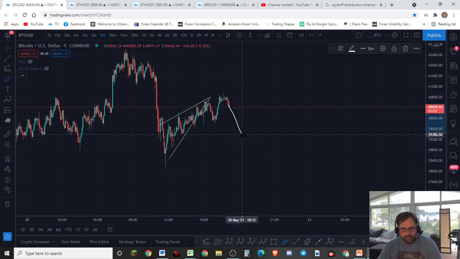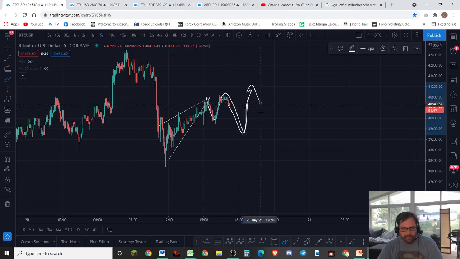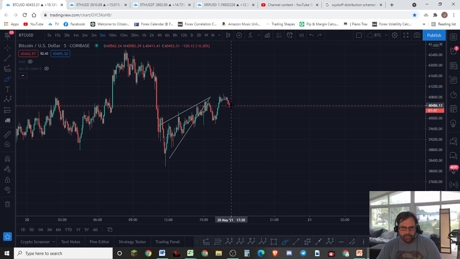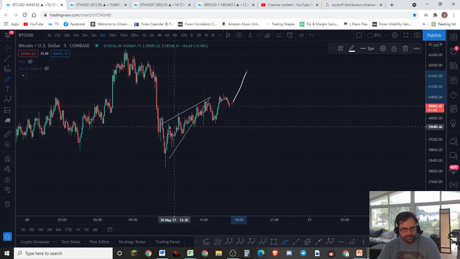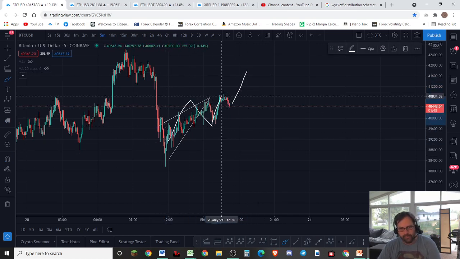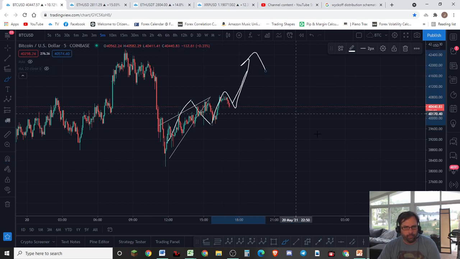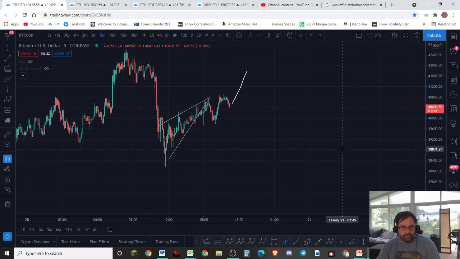If this continues down and breaks this low, then this isn't a 1, 2 either. However, if this doesn't break the low and we see three-wave movement like that, and it continues to the upside, then that's a possibility. And if it continues up from here, that's another possibility that this is a 1, 2, and we're on our way to the upside with maybe a V-shaped recovery.